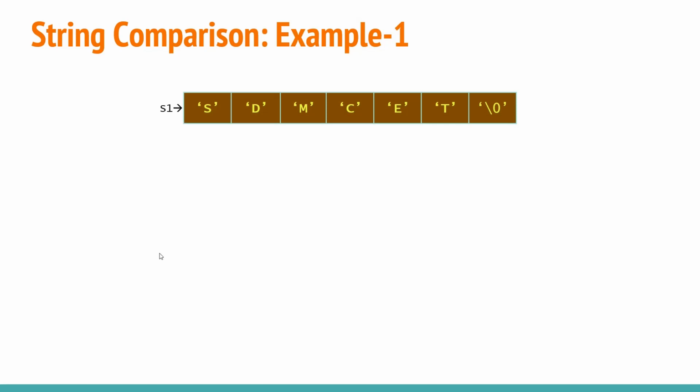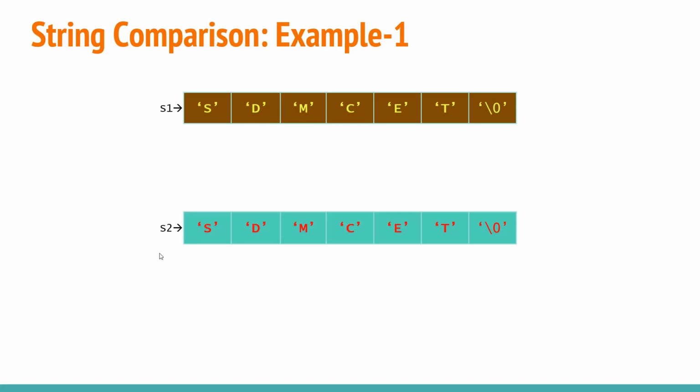So first let us see. I have a first string called SDMCET. Remember, strings are case sensitive, so capital case and small case do matter when comparing the strings. So I have now a string called SDMCET written in all capital letters. I also have one more string called s2, which also contains SDMCET all in capital letters. Now, just by looking into this intuitively or visually, we already know that both strings are same.